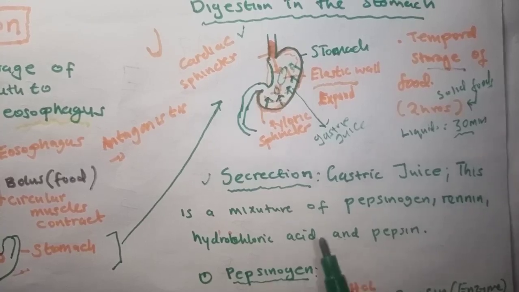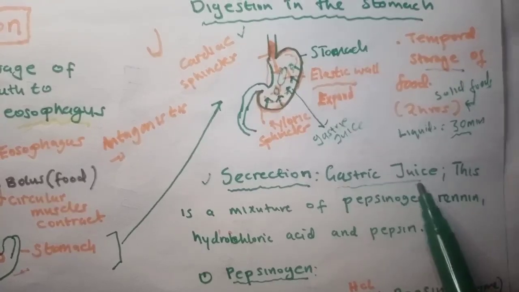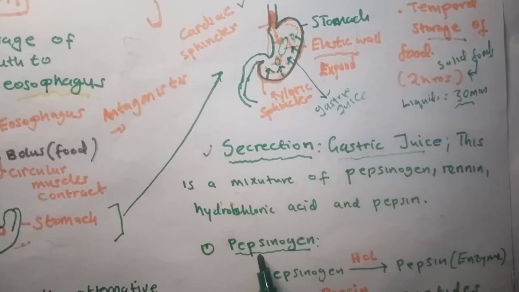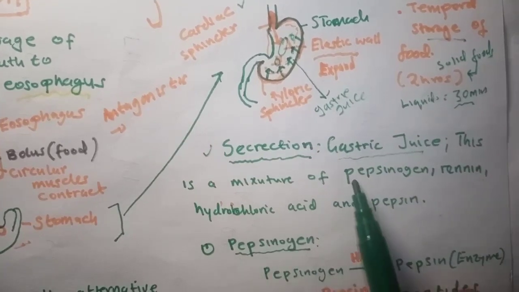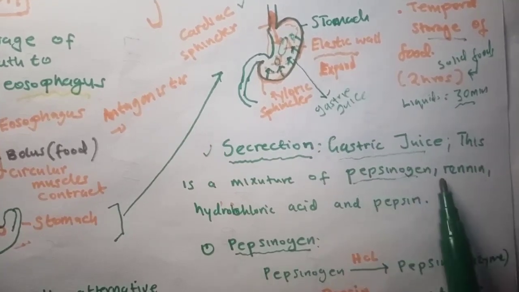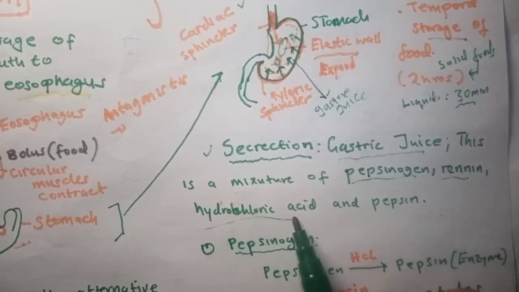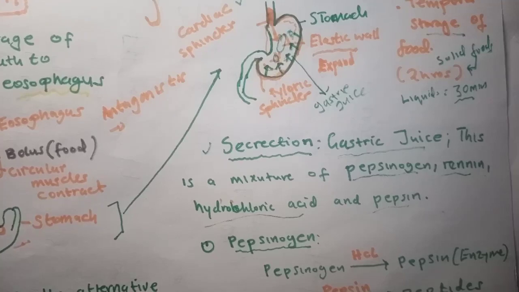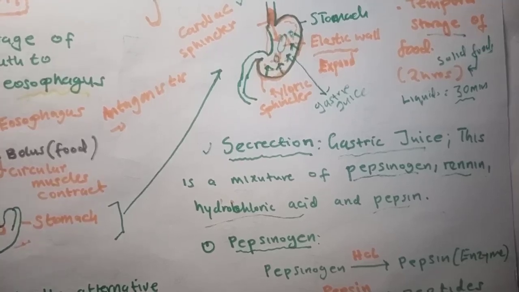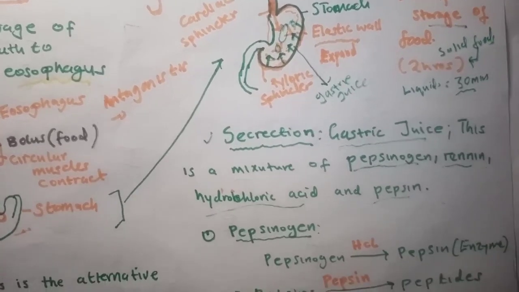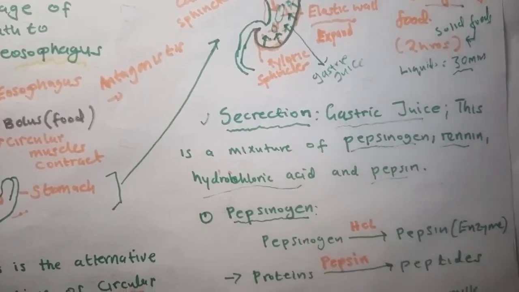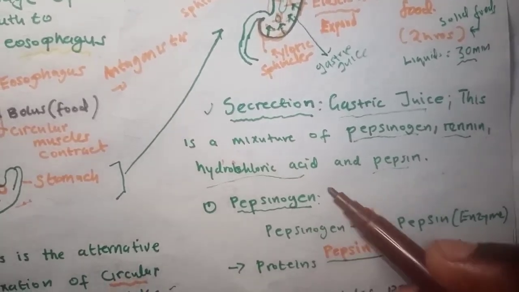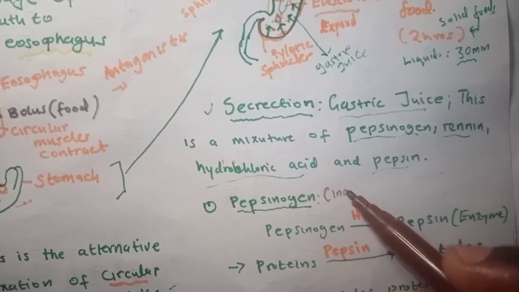So let's look at this secretion called gastric juice. Gastric juice is simply a mixture of pepsinogen, renin, hydrochloric acid, and pepsin. These are the 4 things that you would find in gastric juice. Let's look at them one by one. Pepsinogen is an inactive form.